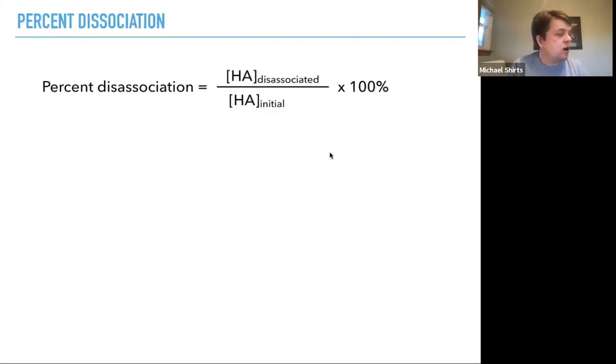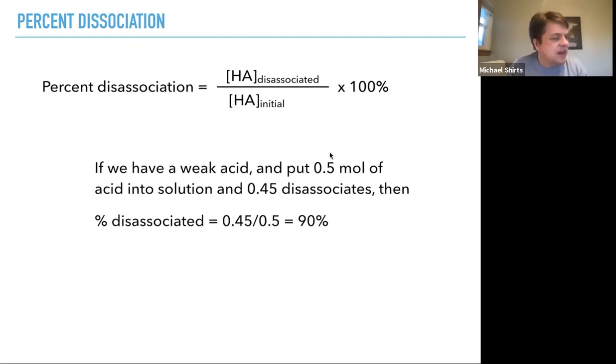Okay, so percent dissociation. We know that weak acids don't entirely dissociate. They just dissociate to some extent. And actually, most of them don't dissociate very much. So we define the percent dissociation as the amount of acid that is dissociated in solution divided by the amount of acid we initially added. We times 100% to make it a percent. So if we put 0.5 mole of acid in a solution and 0.45 dissociates, then the percent that's dissociated is 90%. That actually would not be a very weak acid.